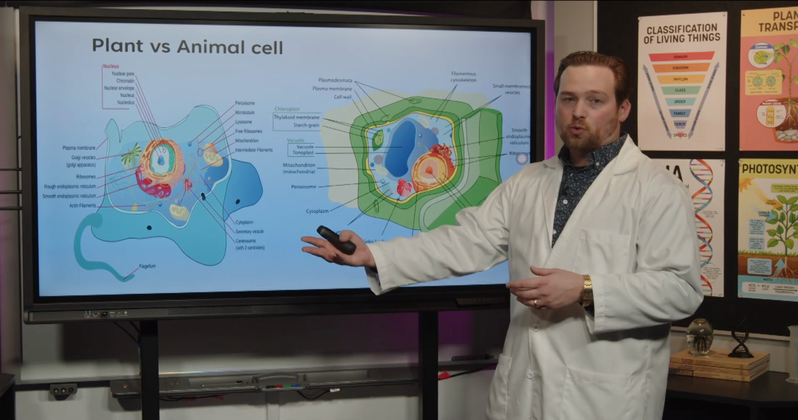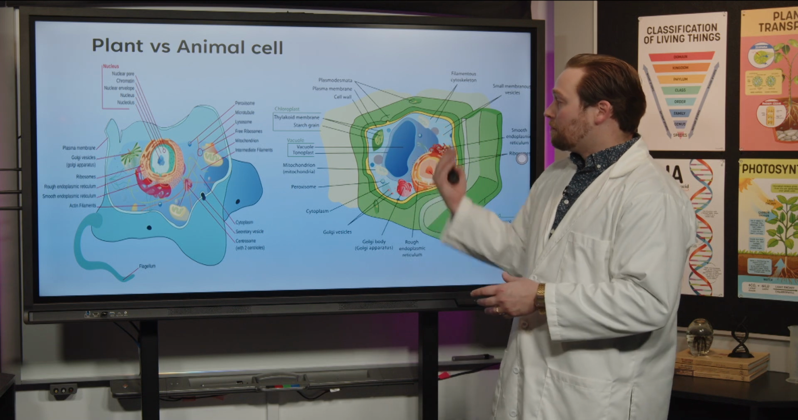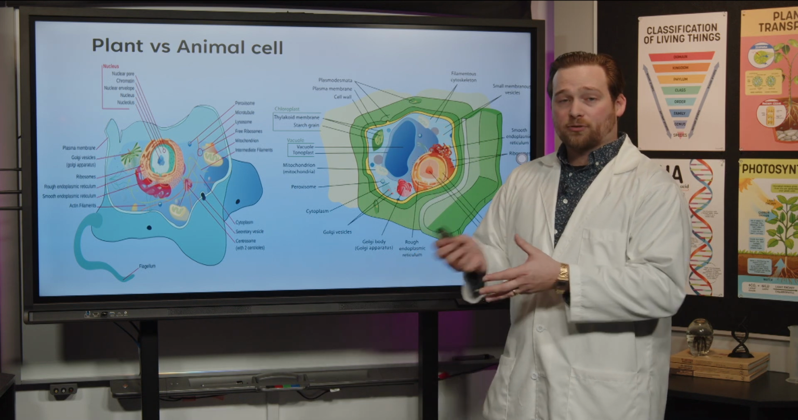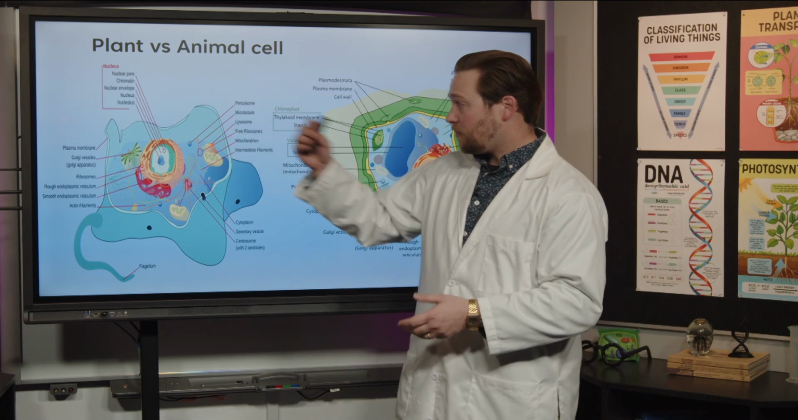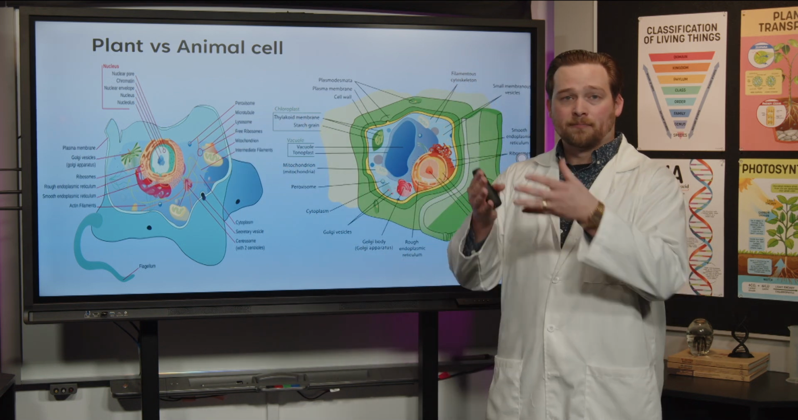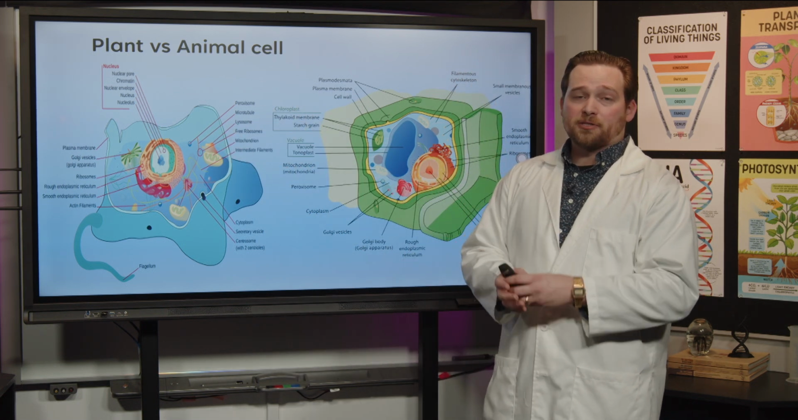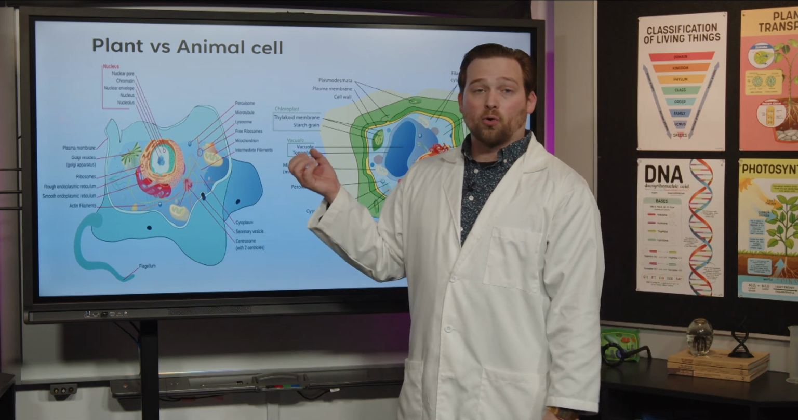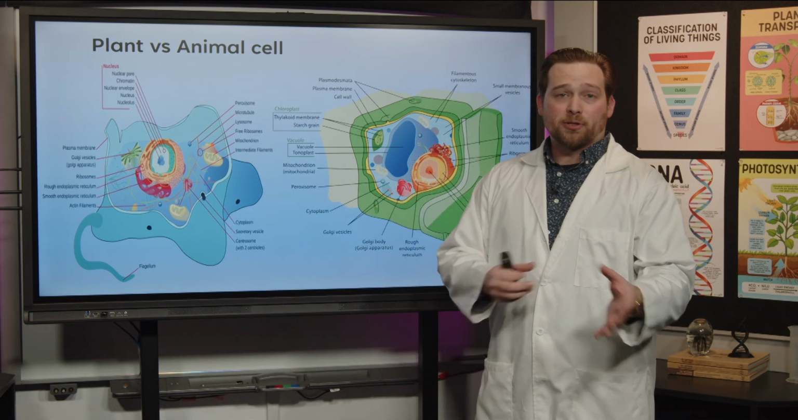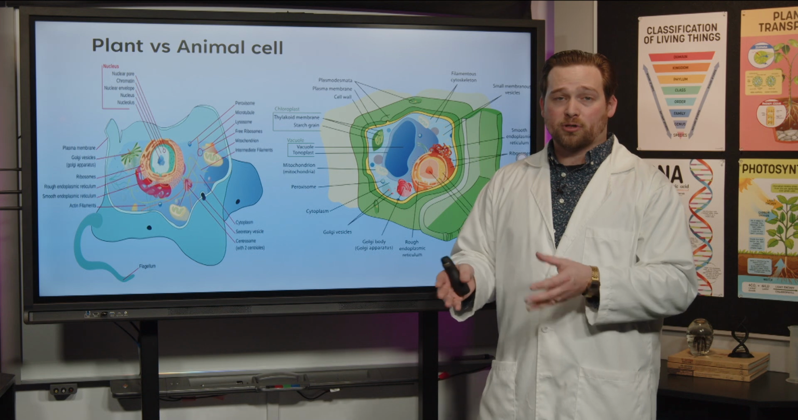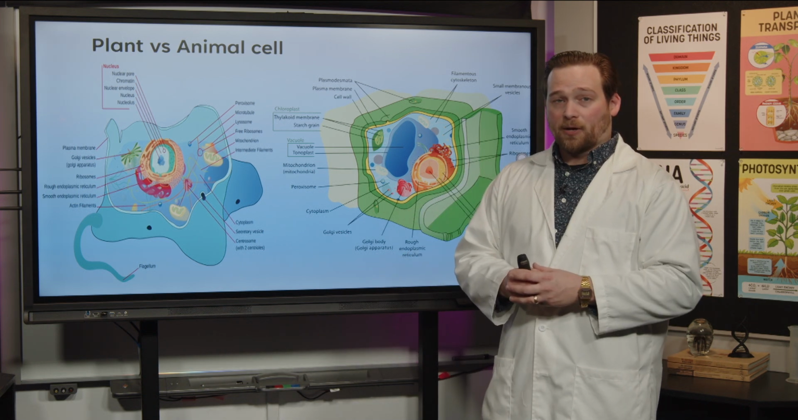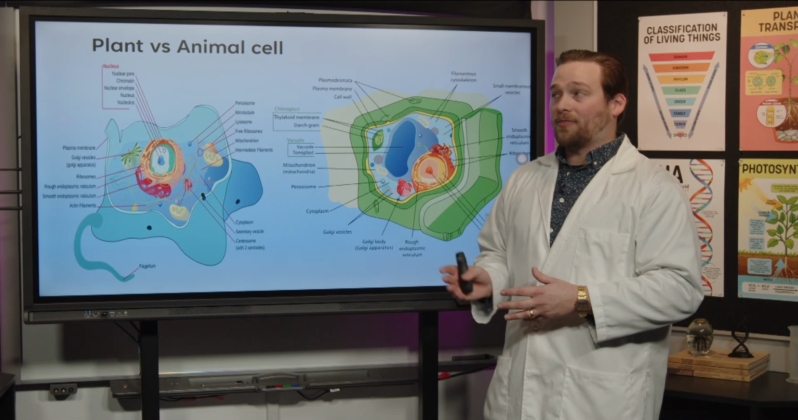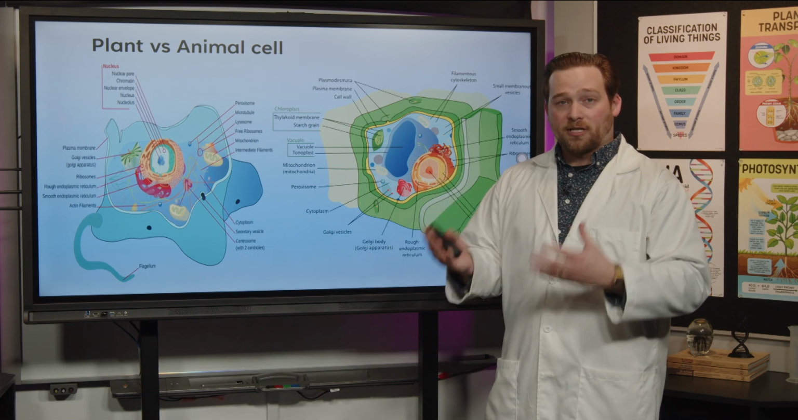Another difference between these two is that the plant cell will have chloroplasts. Remember, chloroplasts are how they do photosynthesis. Animal cells do not have chloroplasts. Another difference between them is that animal cells have an organelle called centrioles. Remember, centrioles are what help us move the chromosomes around during mitosis and meiosis. Plant cells don't have that, okay? So those are a couple of ways that plant and animal cells are different from one another.